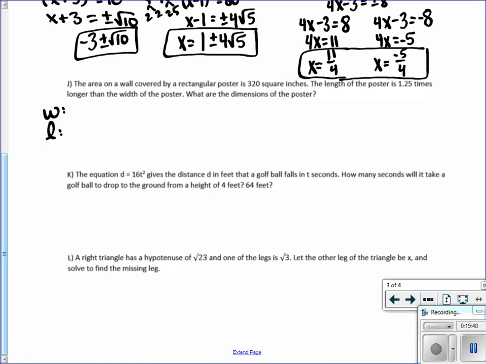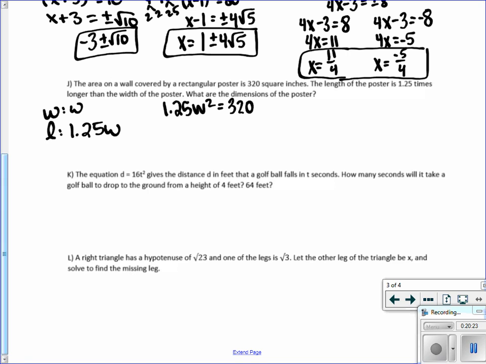The length, it said it was 1.25 times the width. And then can't we just call the width W then? Or x if you prefer x. It tells us the area is 320. Multiplying these two together, so what's w times 1.25w? 1.25 W squared. So 1.25 w squared equals 320.